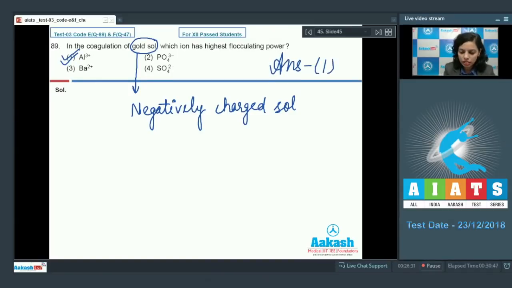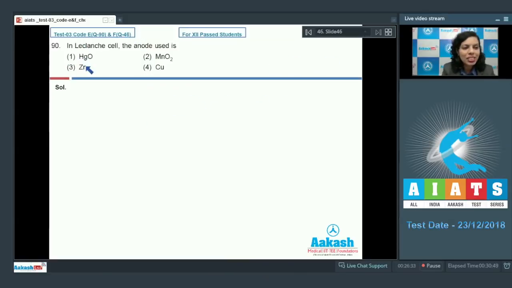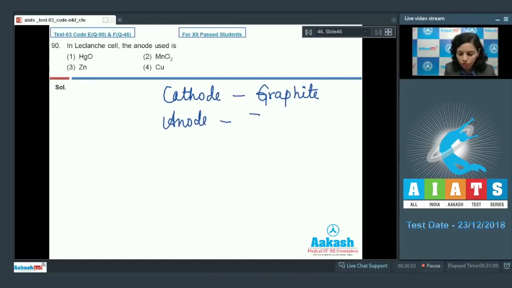After that, there's question number 90, the last question of the chemistry section. In Leclanché cell, the anode used is, if we talk about the Leclanché cell, the cathode that is used is graphite, while the anode is made up of zinc metal. And on that basis, option 3 is the correct answer for this particular question.